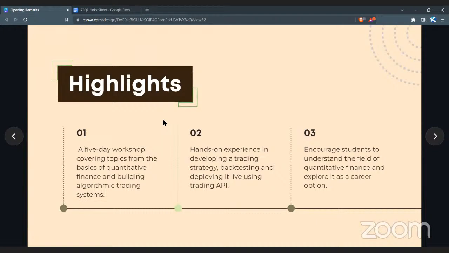So, the highlights of the workshop. It will be a 5-day workshop covering topics from basic quantitative finance to building algorithmic trading systems. We will be giving you hands-on experience in developing a trading strategy, backtesting, and deploying it live using the trading API. Basically, we are conducting this workshop so that we encourage students to understand the field of quantitative finance and explore it as a career option.